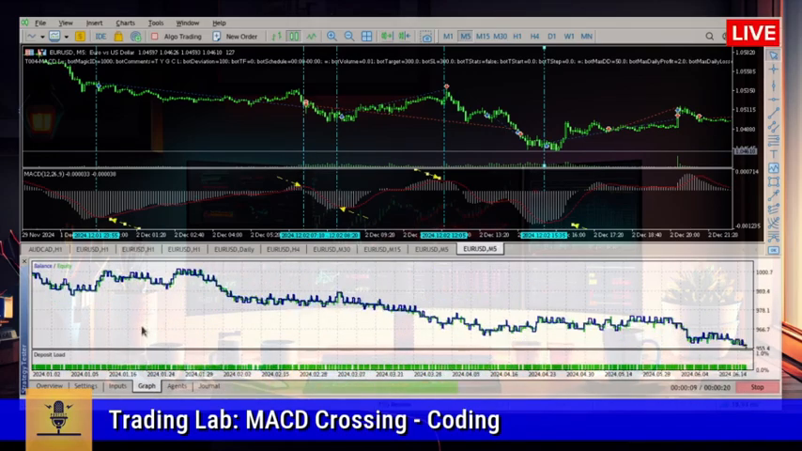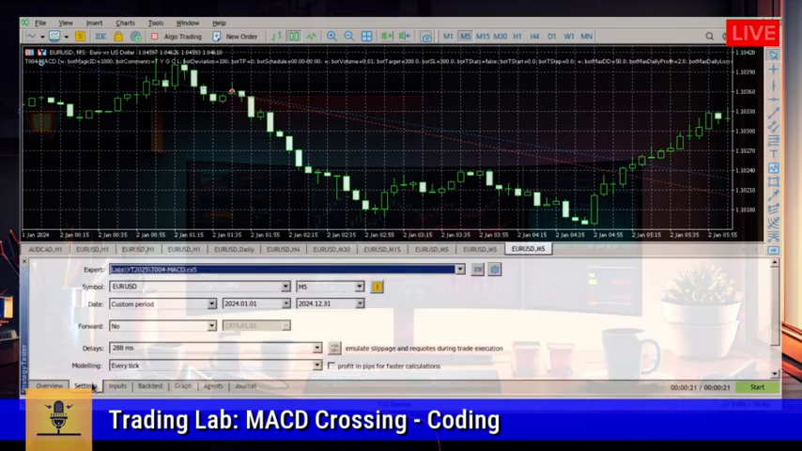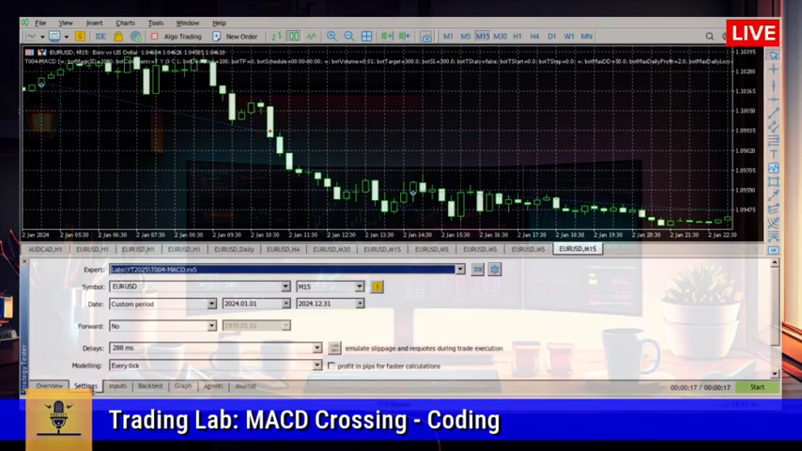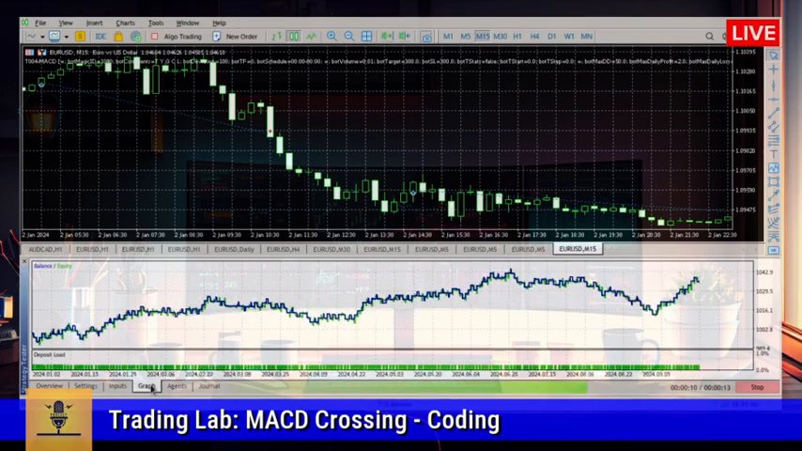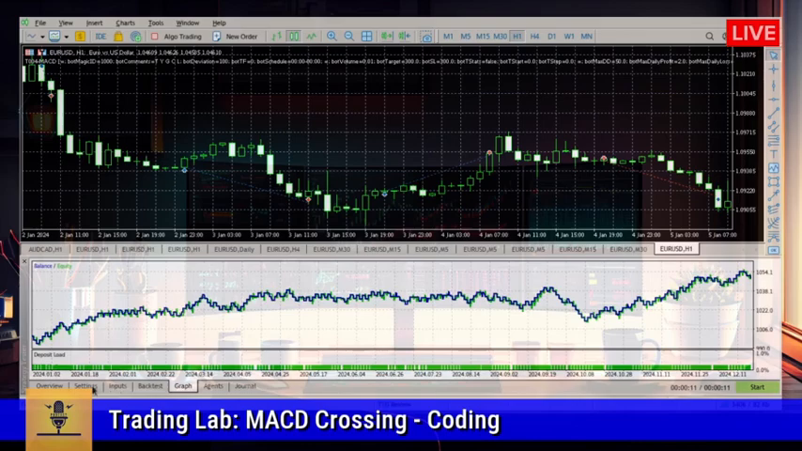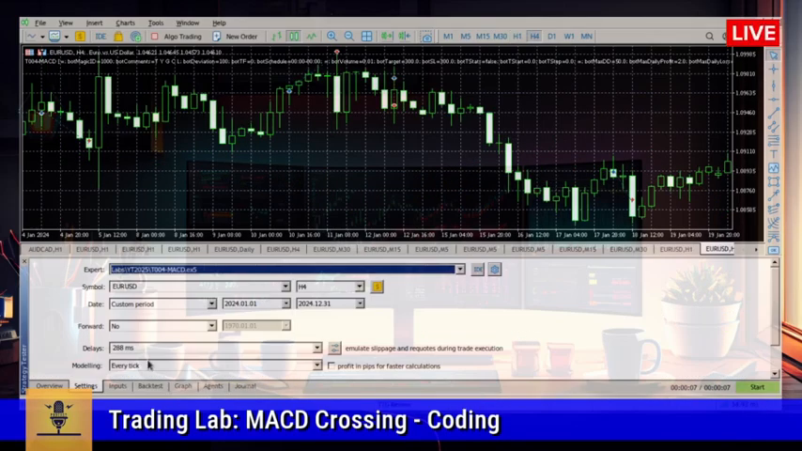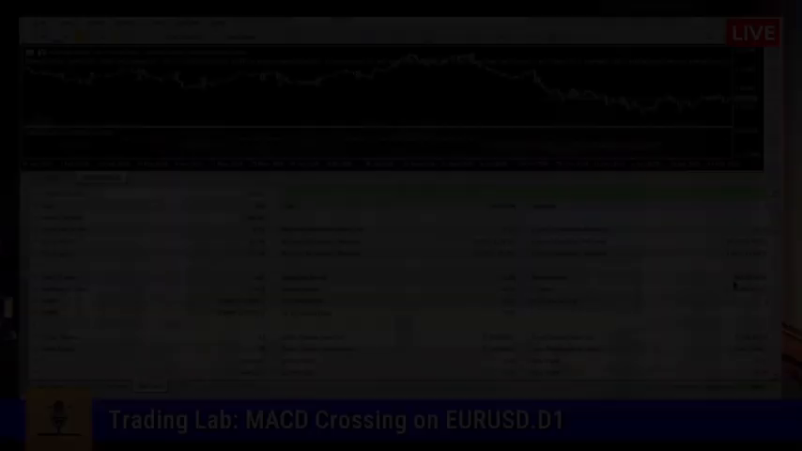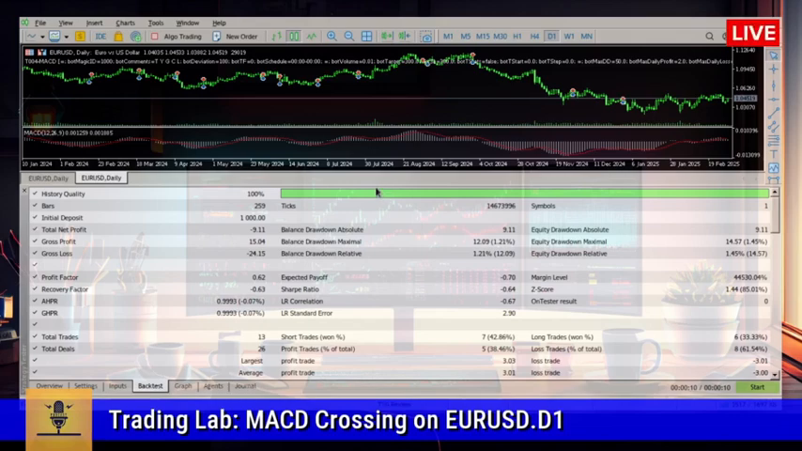Now let's try to backtest it on 5 minutes, 15 minutes, 30 minutes, 1 hour, 4 hour and daily chart. Let's see how MACD crossing will perform on EURUSD. Here is the backtesting result for the EURUSD daily chart in 2024. MACD on the daily chart doesn't perform well. This is due to MACD being a lagging indicator.